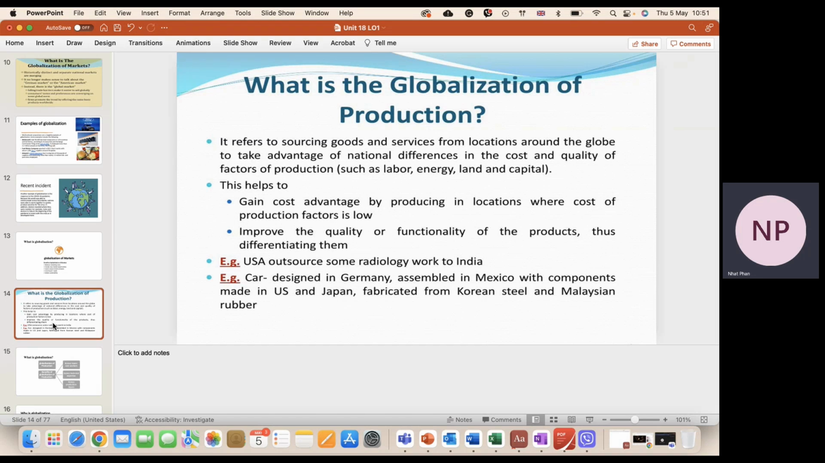So this helps to gain a cost advantage by reducing cost where production factors are low. For example, in America, they don't have much land for agriculture. That's the reason why, if they grow rice there, they don't gain any cost advantage. However, if they import rice from Asian countries, for example Vietnam or Japan or China, they would get a cost advantage, because those tropical countries have the resources that are good for growing rice. It also helps improve the quality or functionality of the products that differentiate them.